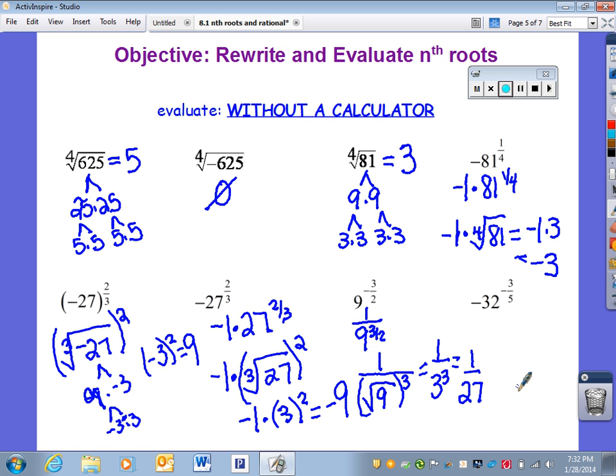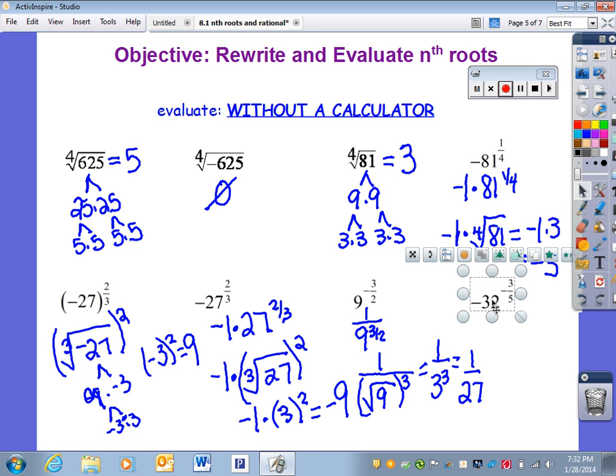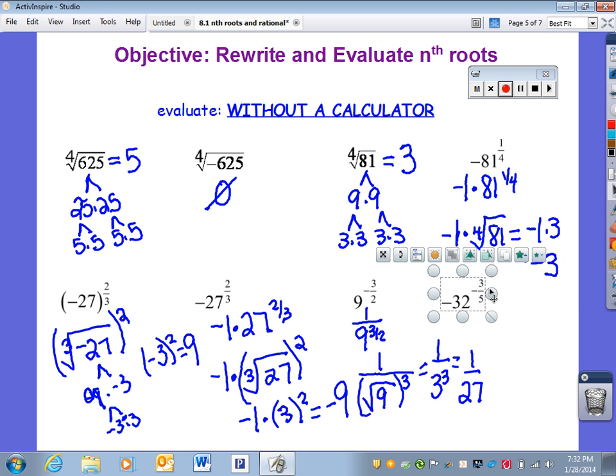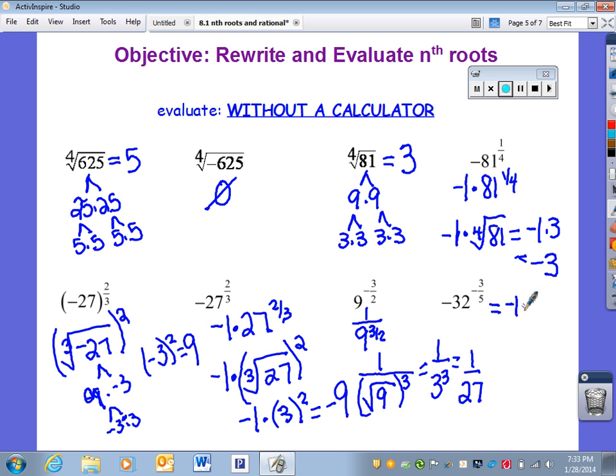In the last example, which is a little bit more complicated, what we need to figure out is that if I have negative 32 to the negative 3/5 power, this means I have negative 1 times 32 to the negative 3/5 power. Remember that we need to take the reciprocal of the 32 in order to make our exponent positive. So this is going to be 1 over 32 to the 3/5 power.